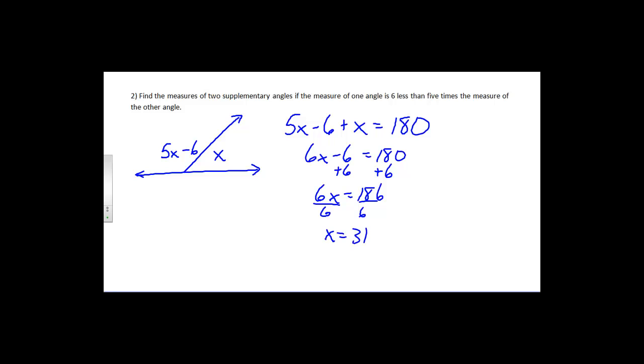We read the problem carefully. It says find the measure of the supplementary angles, which means I'm going to have to plug these back in. If x is 31, this angle here would be 31 degrees. And 5 times 31 minus 6 would wind up being 155 minus 6, which is 149 degrees. To double check, those 2 angles should have added up to 180 because we said they were supplementary. 149 plus 31 does indeed equal 180. So we know we got it right.